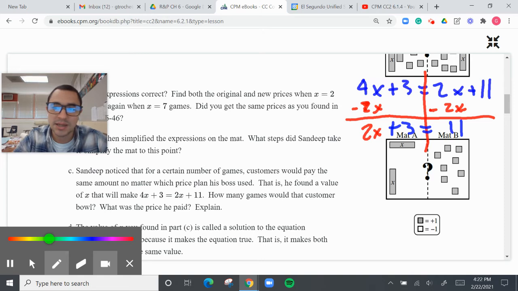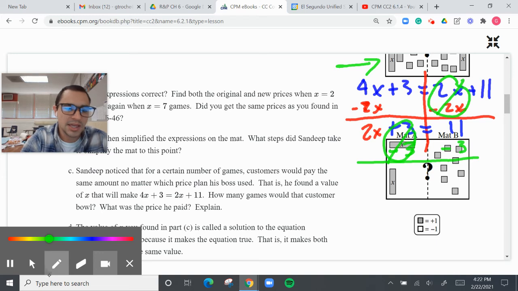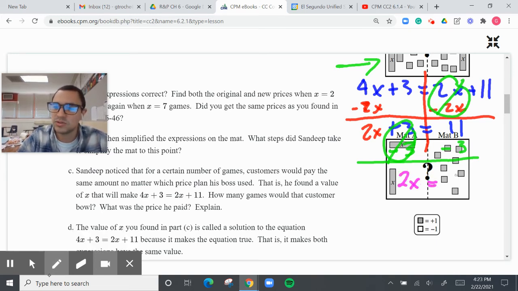The next thing I'm going to do is subtract 3 on both sides, just like I did up here in the top mat. So that's a 0 here, that's a 0 there. And I'm going to go ahead and say that it's 2x equals 8. And that's exactly what we have on the mat underneath my writing here: 2x equals 8.